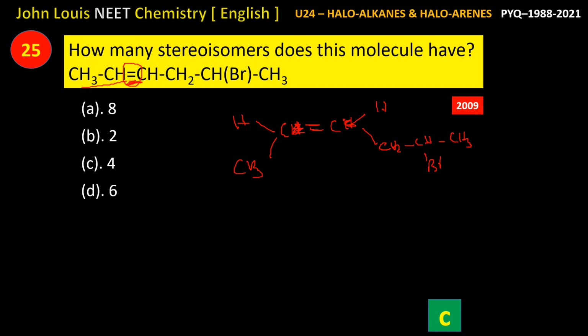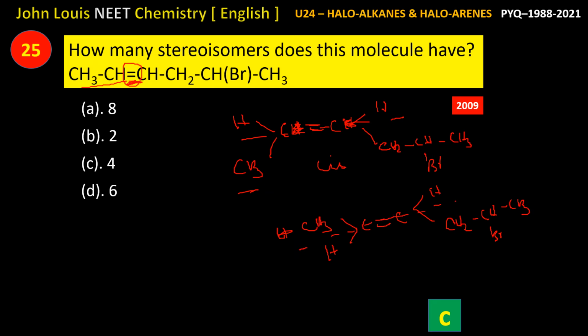C double bond C, and the two hydrogens are on the same side, and the bulky groups are on the same side. Therefore, this is the cis isomer. Like this, if you change, for example, this is CH3 and hydrogen, and C double bond C, and hydrogen, and the same bulky group here, CHBr, CH3. So here the hydrogens are on opposite sides of the double bond, and the bulky groups are on opposite sides. Therefore, it is trans. Therefore, cis-trans geometrical isomerism. There are two isomers here. Since it has a double bond, definitely there is a possibility of cis-trans isomers. So there are two isomers.